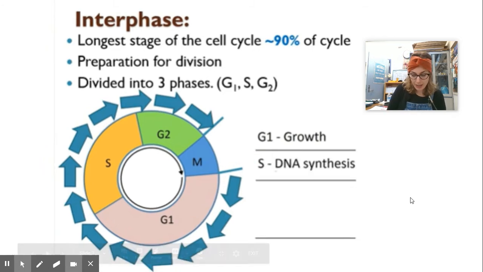The S stands for synthesis, because in the S phase, we're going to be doing DNA synthesis. We're going to actually be creating a full new copy of the cell's DNA, like I mentioned, because at the end of mitosis, we're going to need two full sets of DNA in each cell. So this is the step where it makes a full new copy.